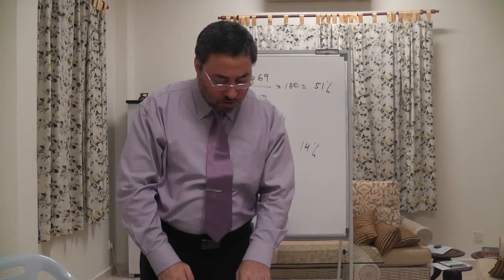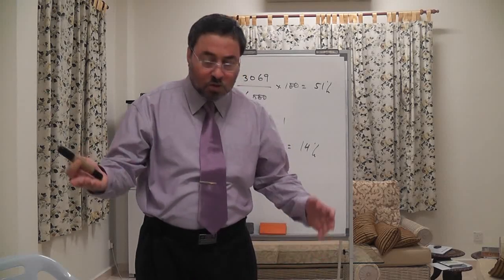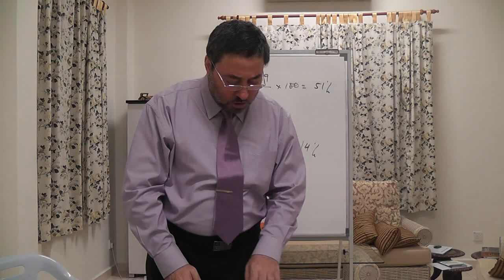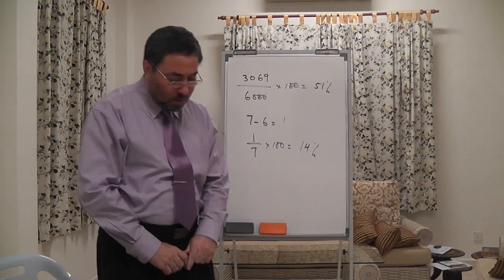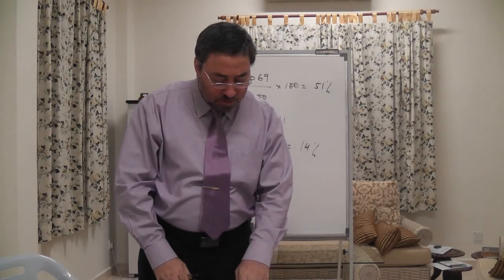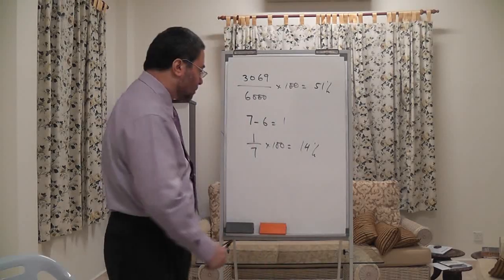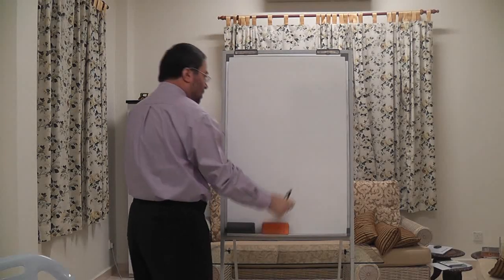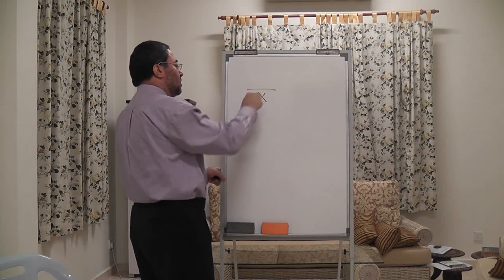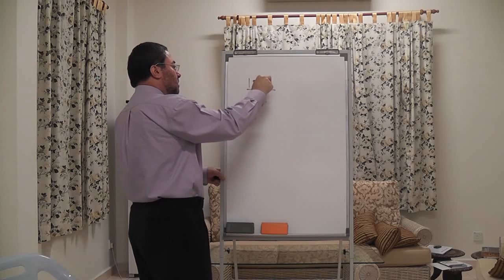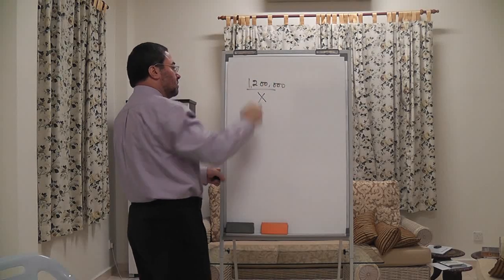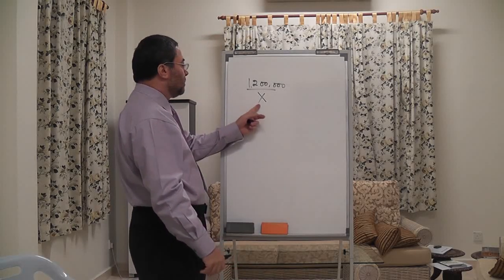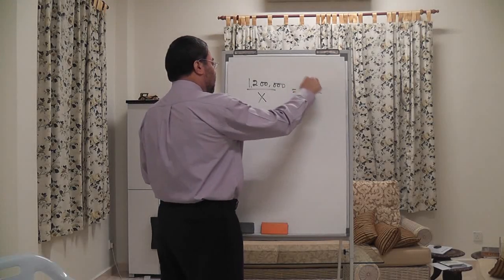Number 36, 7% of a country is ambidextrous. They use left and right hand. If that represents 1.2 million people, what is the total population of the country to the nearest 100,000? So 7% is equivalent to 1.2 million. The original number of the population is not known, and here we have 1.2 million over the whole population. That's 7%.